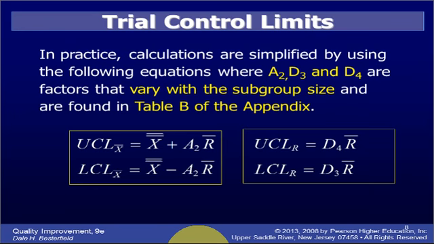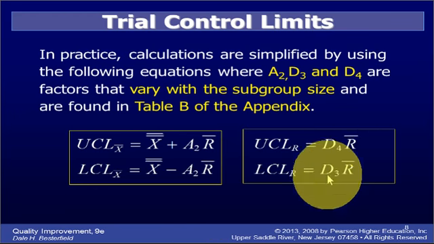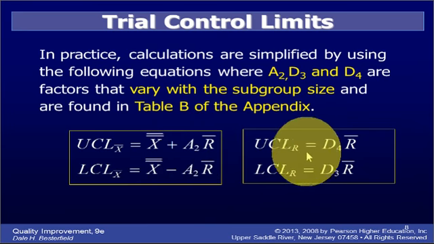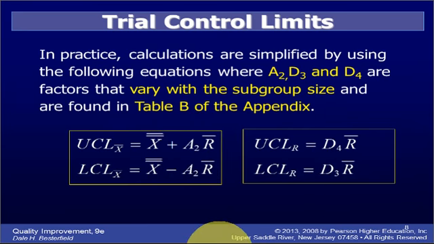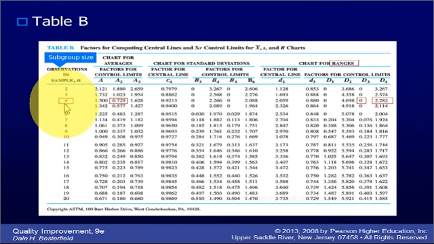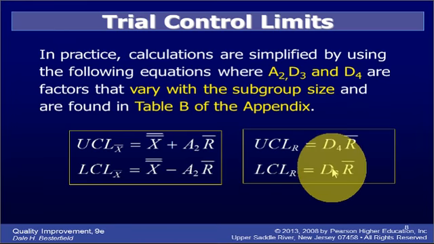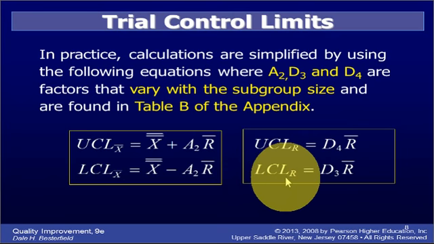So let's go back to have a look at the formula, and then we need to get the values of A2, D4, and D3. Associated with a subgroup size of 4, the A2 value is 0.729, the D3 value is 0, and the D4 value is 2.282. The D3, as you can see in this formula, defines the lower control limit for the range.